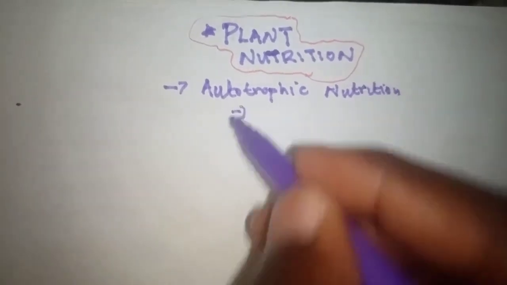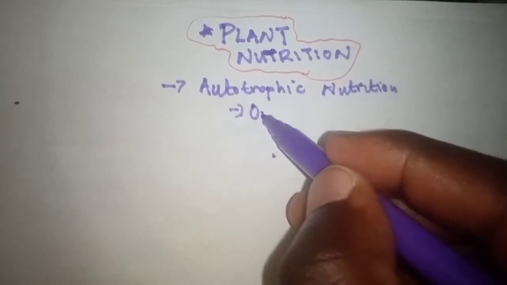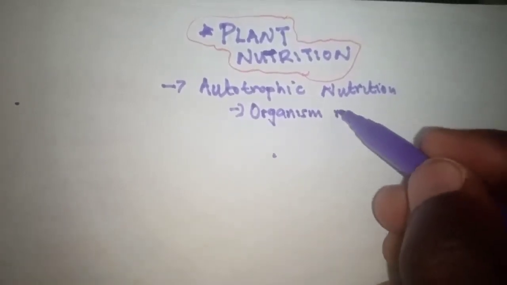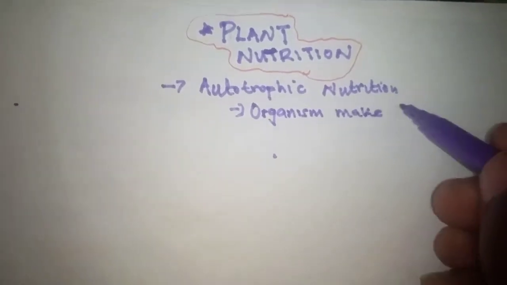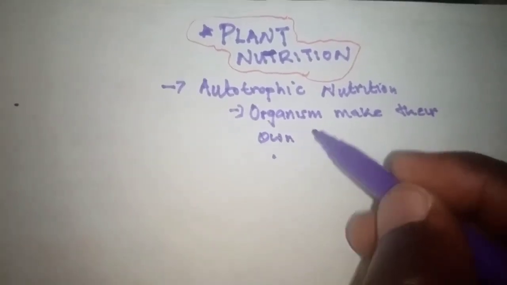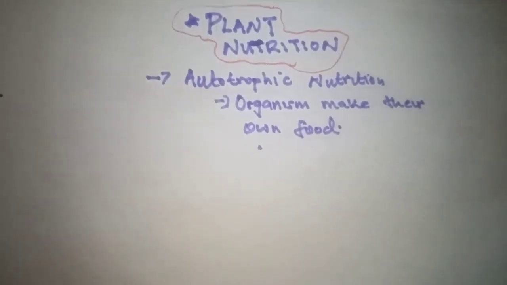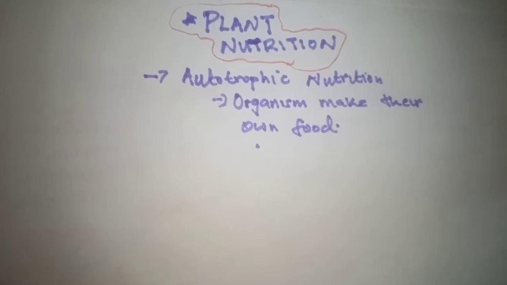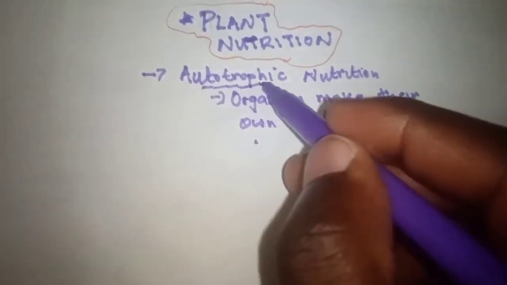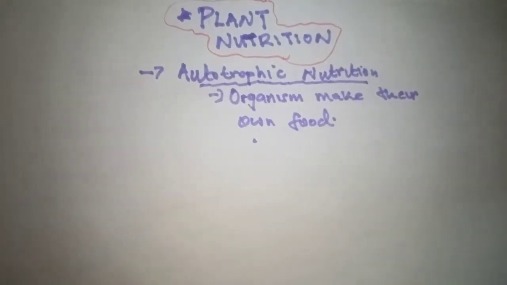Autotrophic nutrition is where organisms are able to make their own food. Organisms such as plants undergo autotrophic nutrition. This is why they make their own food.